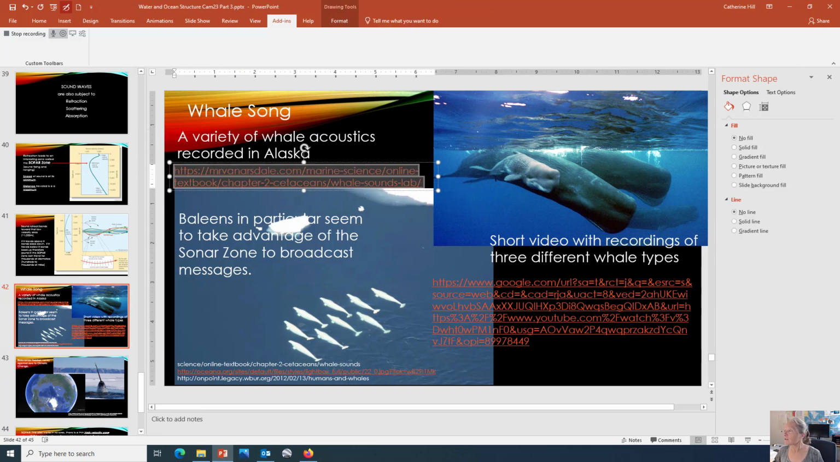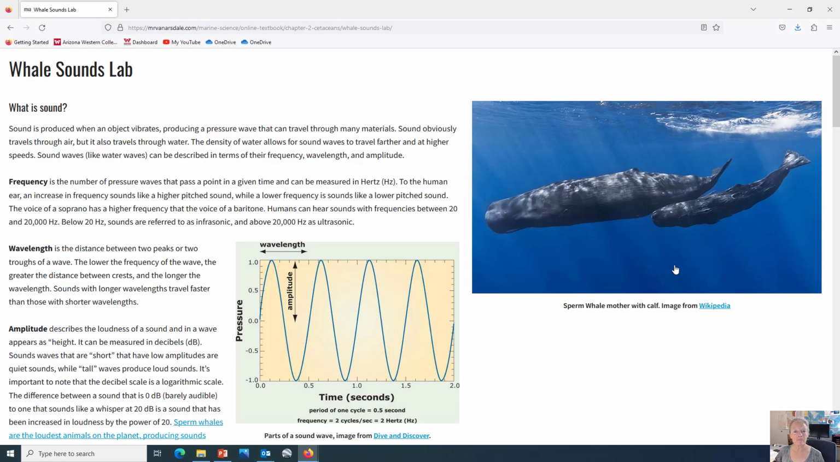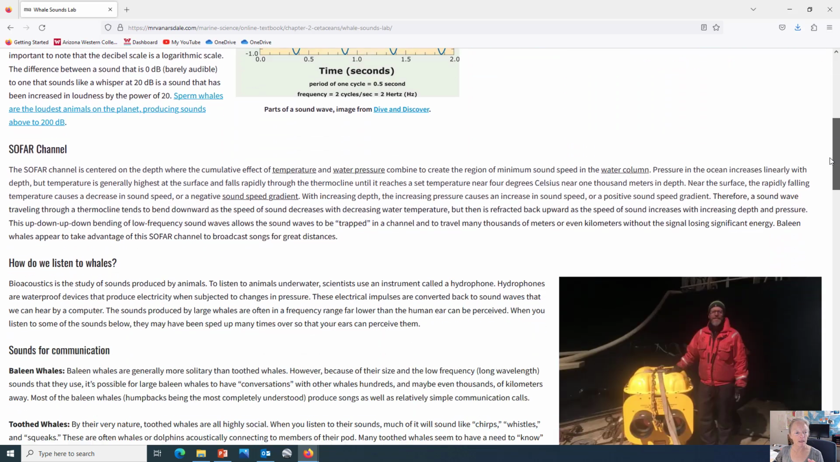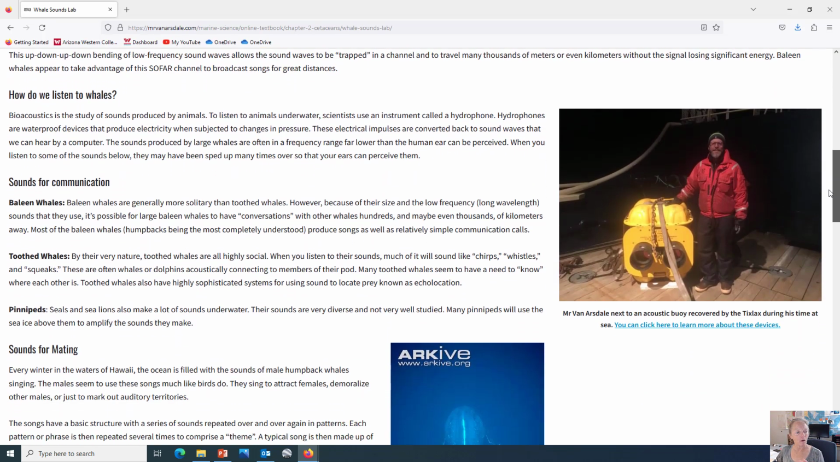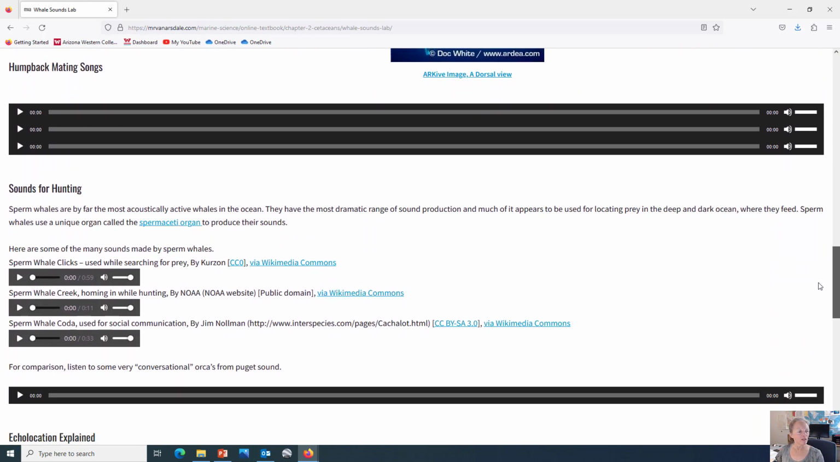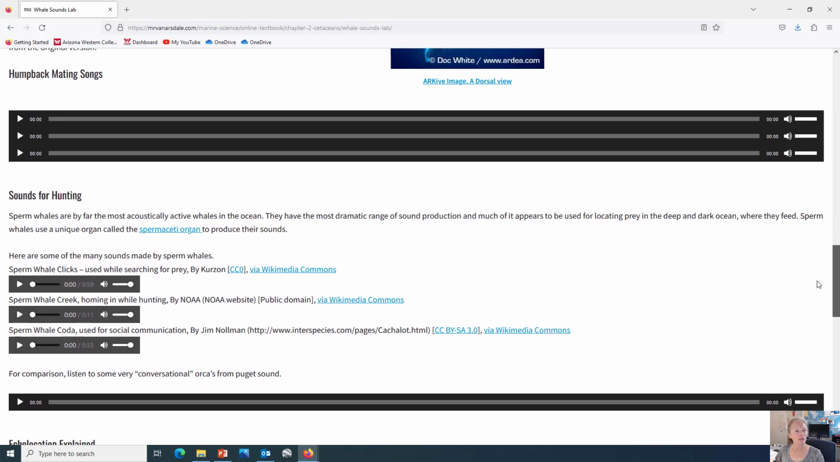So just because they're cool, I thought I would show you. In case you're interested at all, this is a whale sounds lab, right? And this guy's doing work on whale sounds. And down here, we have bunches of different whales, right? We got humpback mating songs. We have sounds for hunting. Let's just hear a humpback mating song for a minute.